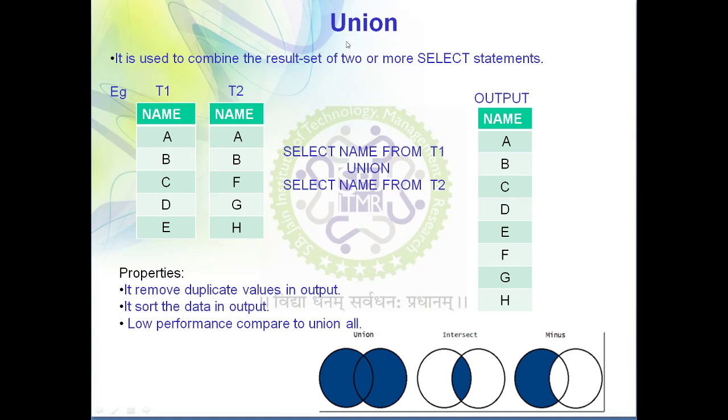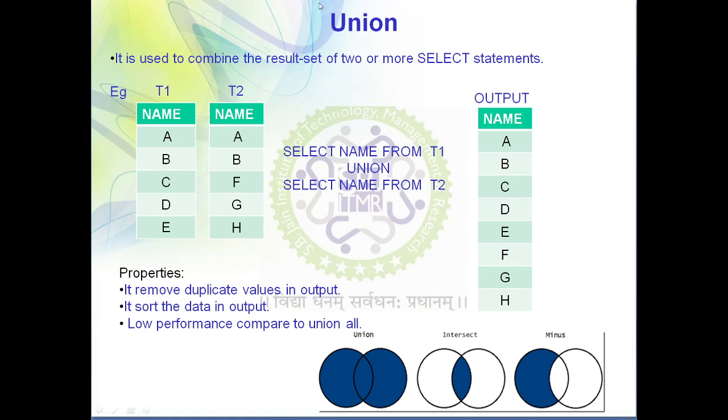So in that case what will the union operator do? It will combine the data from both the tables, but it has some properties. It removes the duplicate values in the output. So in this case, if you compare A and B, these are present in T1 and also in T2. So in my output A and B are present only once, they are not repeated. But in T1 C, D, E are there, and in T2 F, G, H are there. So I have written those in the output.